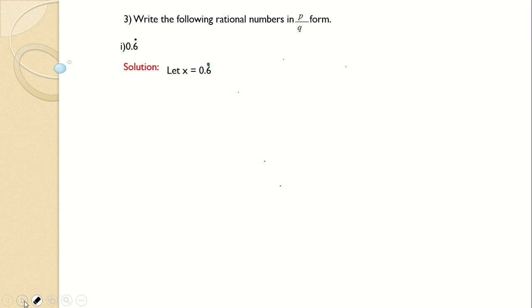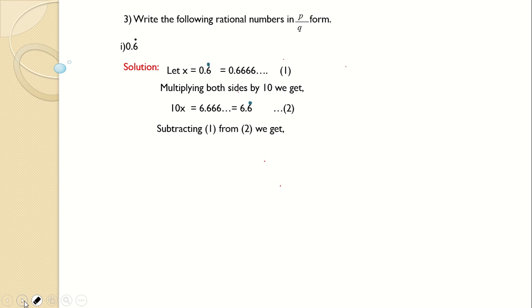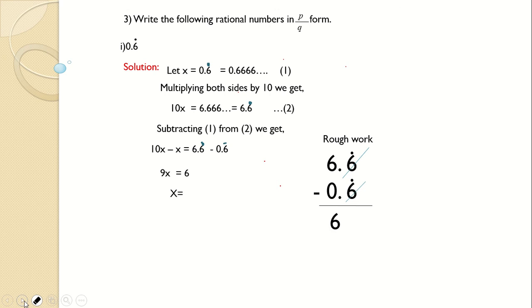Let x is equal to 0.6 dot, so that is 0.66666 recurring. Assume that to be equal to x. Then multiplying both sides by 10, we get 10x is equal to 6.6666. Then subtracting 1 from 2, we get 10x minus x is equal to 6.6 dot minus 0.6 dot. I have just shown the rough work at the side there. The 6 dots will get cancelled. What will remain is just 6. Therefore 9x is equal to 6, and therefore x is equal to 6 upon 9. 6 upon 9 is 2 upon 3.